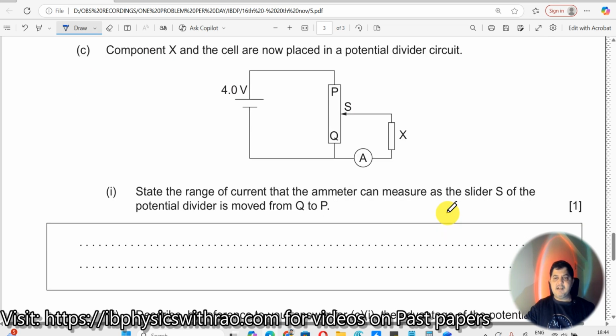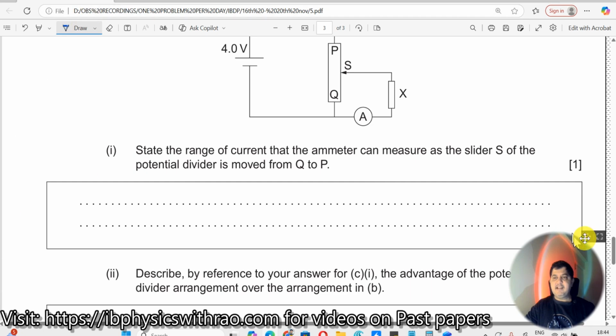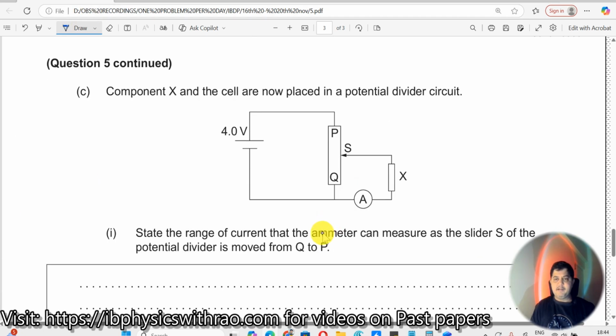State the range of current the ammeter can measure as the slider S of the potential divider is moved from point Q to point P. So you take this S, put it initially here, and then slowly move it to this point, and ask what will be the current that you get.